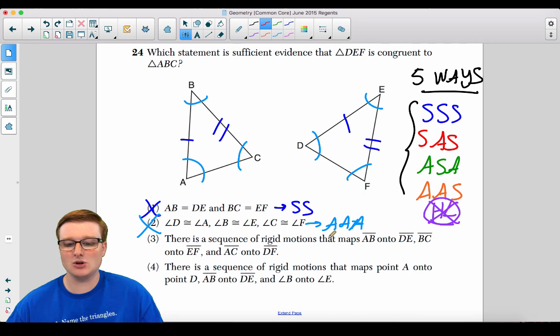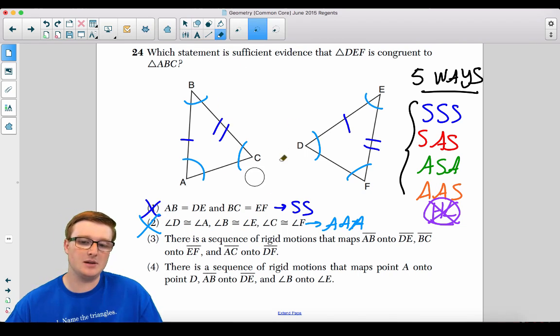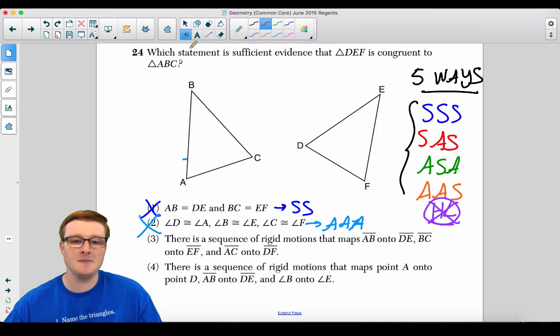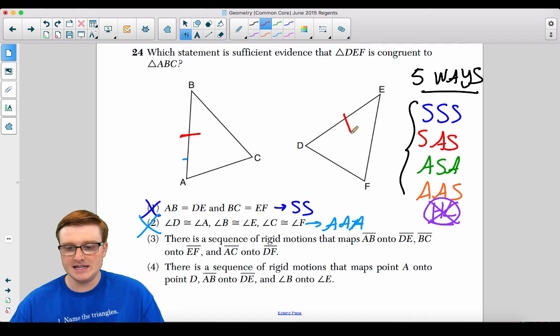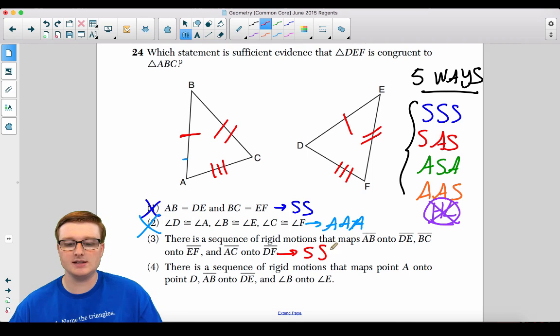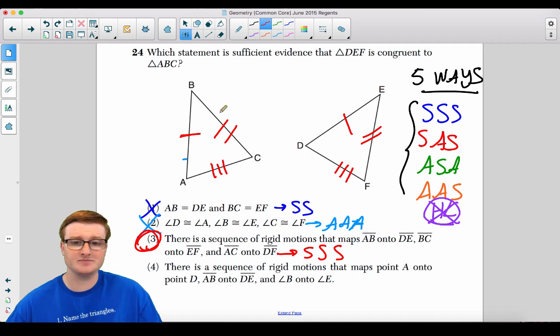All right, number 3. There's a sequence of rigid motions that maps AB onto DE, BC onto EF, and AC onto DF. This is showing side, side, side. Is that sufficient to prove triangles congruent? Yeah, absolutely they are. Perfect.